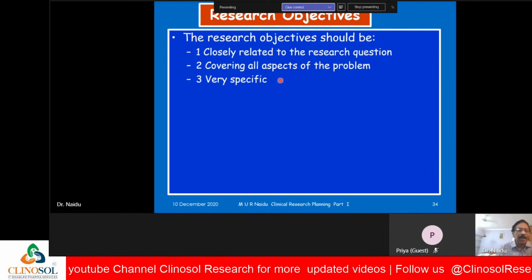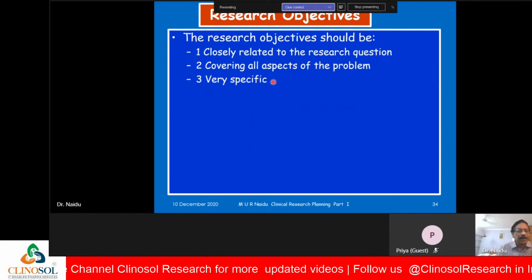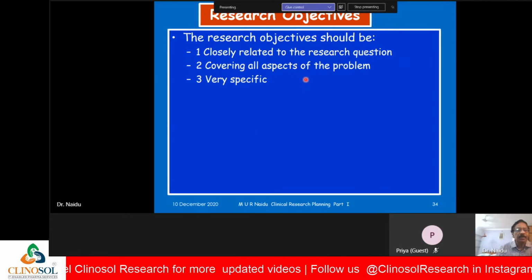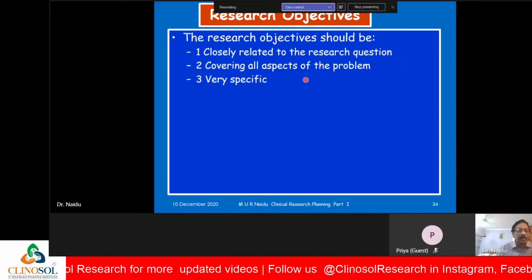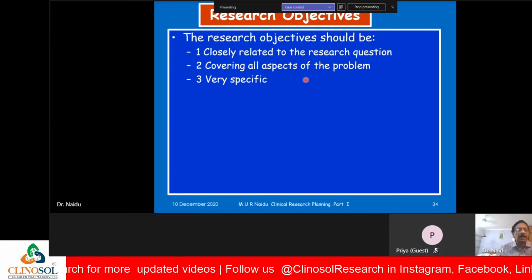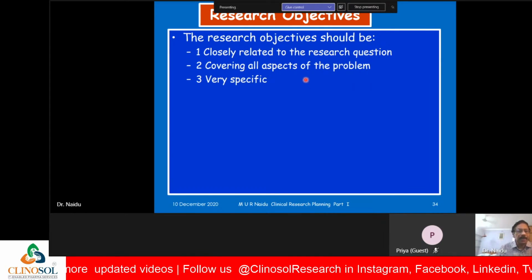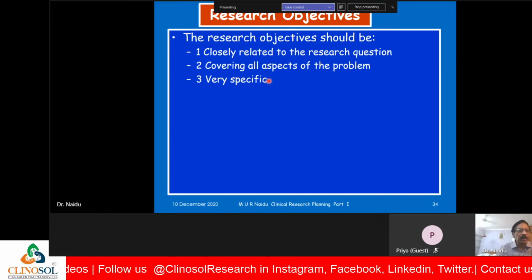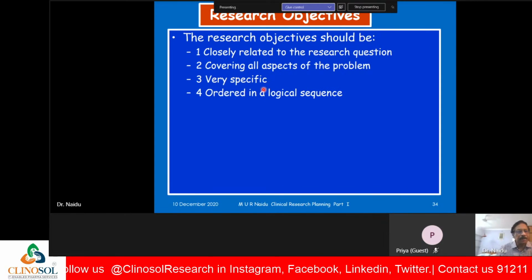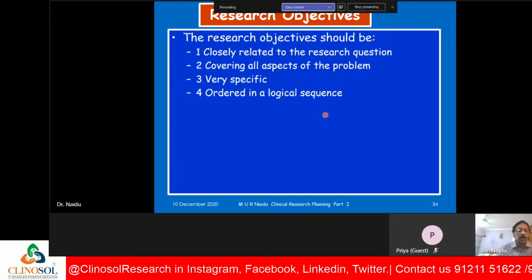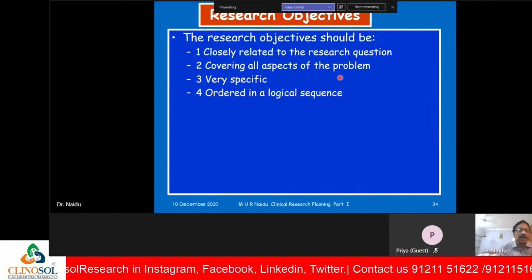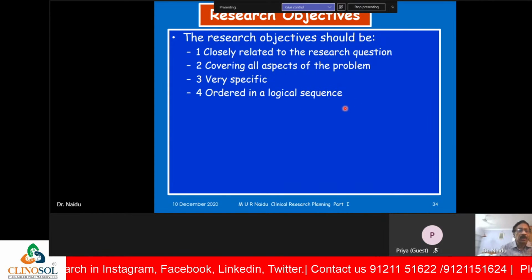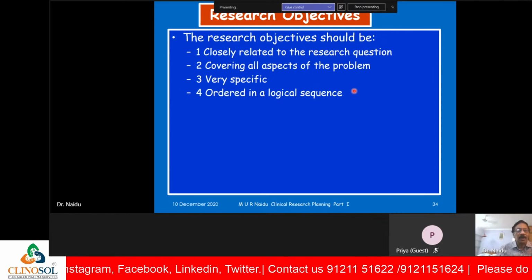I will say, as per definition, that my drug will be effective only when the diastolic blood pressure from baseline falls by more than 20 millimeters of mercury, and that is all. So this thing should be very specific. Then order of logic: you may be measuring so many parameters, 1, 2, 3, 4, so you should have a logical order.